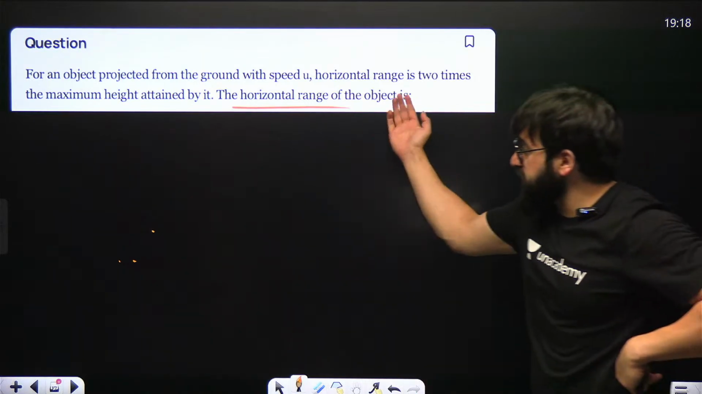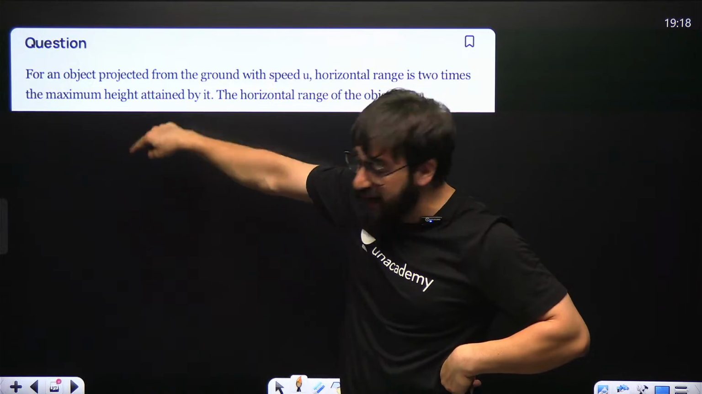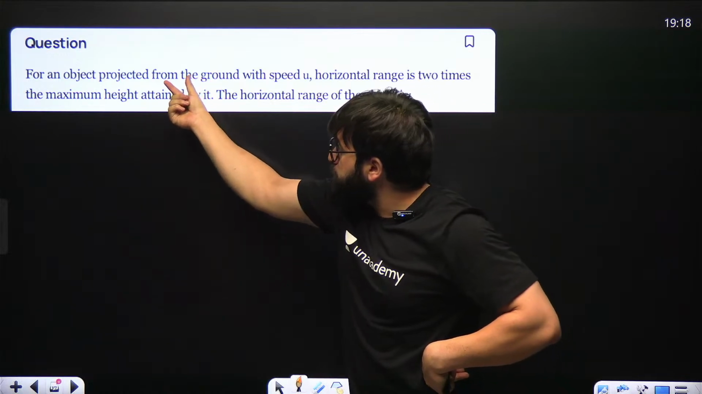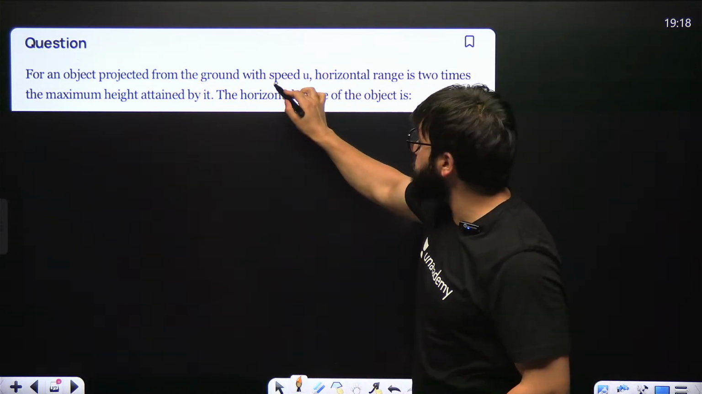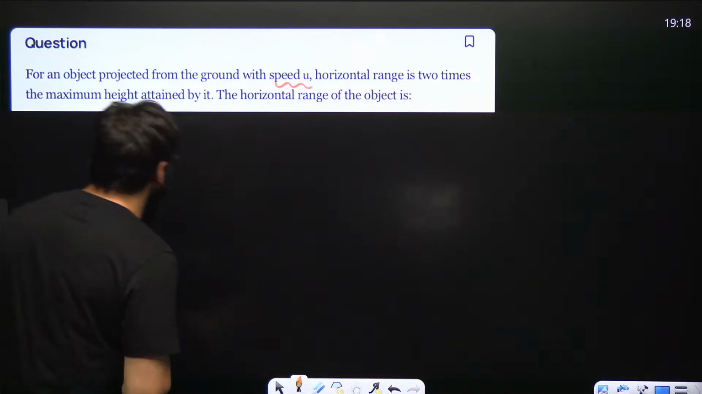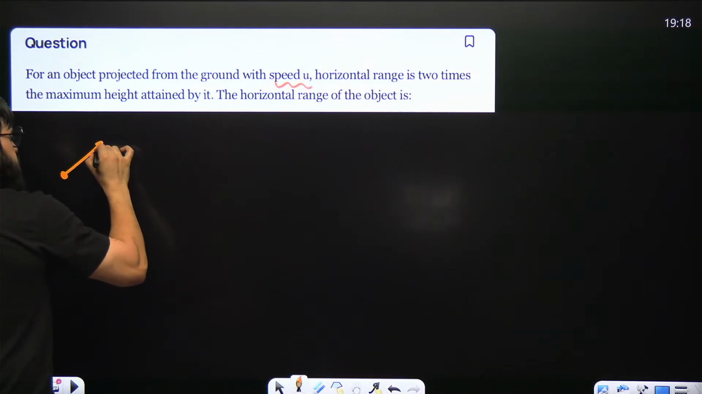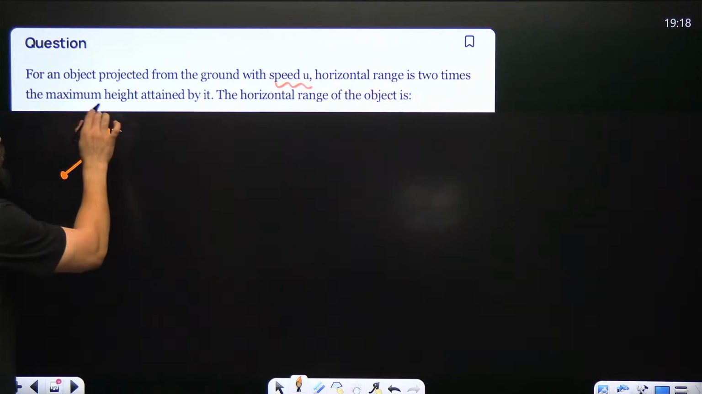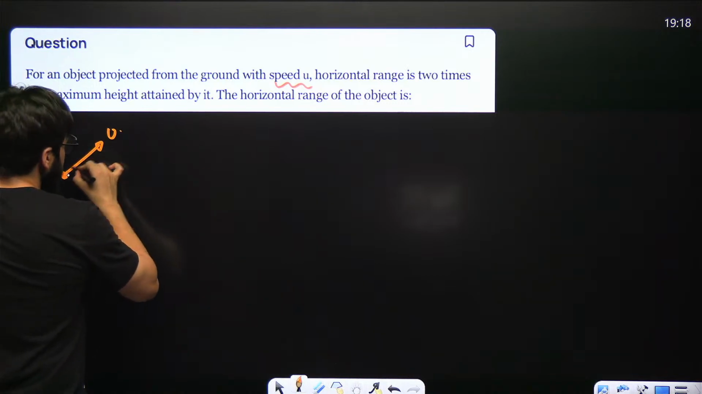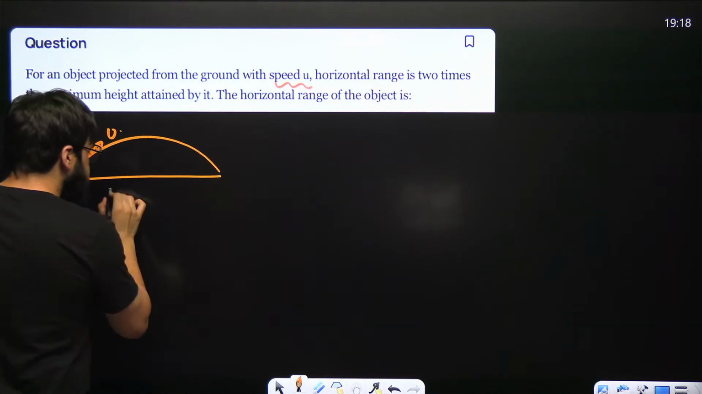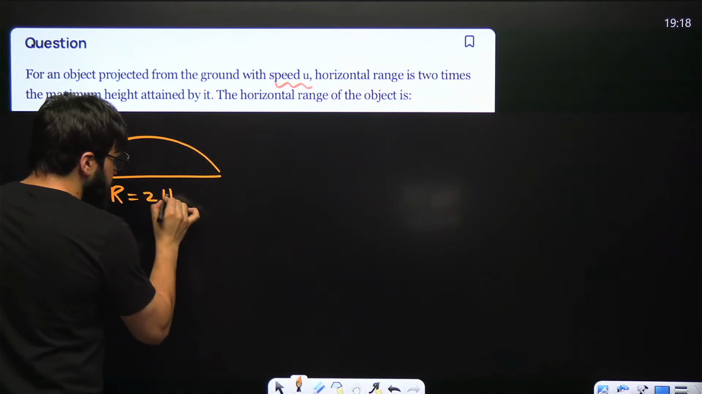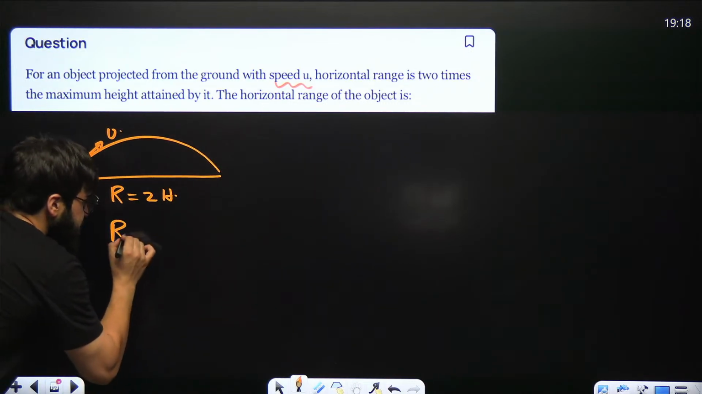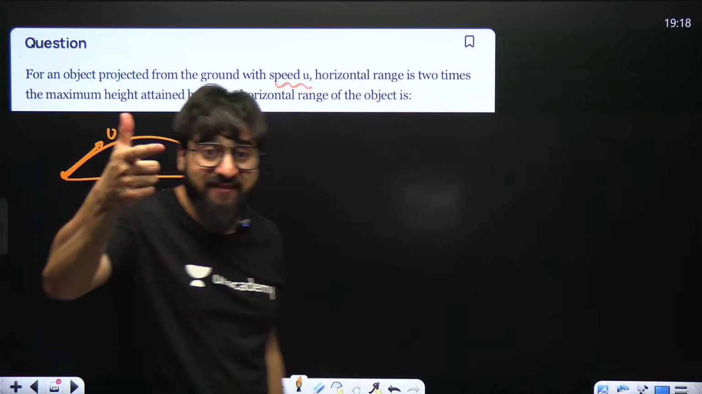In this question, an object is projected from the ground with speed u. We have an object over here, projected from the ground with speed u. Its horizontal range is 2 times its maximum height, so it will follow this path. We are supposed to find what is the exact value of the range.